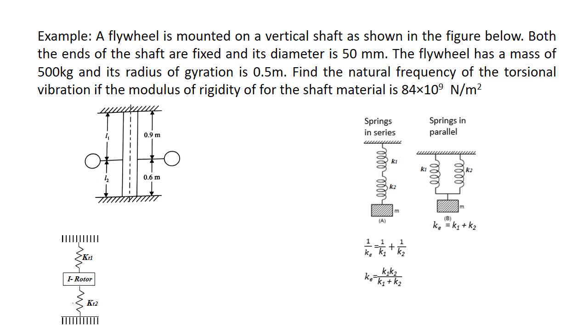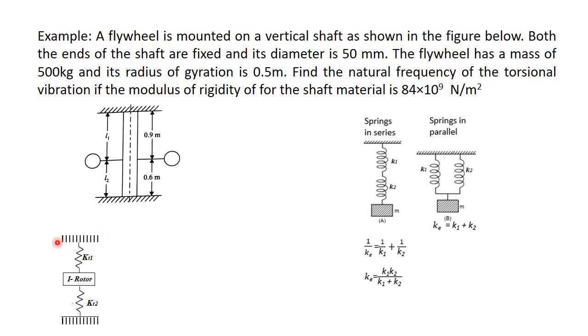You can see here the shaft which is lying above the rotor, that is the 0.9 meter length shaft, is represented by a spring, and the shaft which is of 0.6 meter is represented by the spring Kt2, having stiffness Kt2, and the rotor in between the shafts is represented by this. So this is a system which is equivalent to our problem figure.